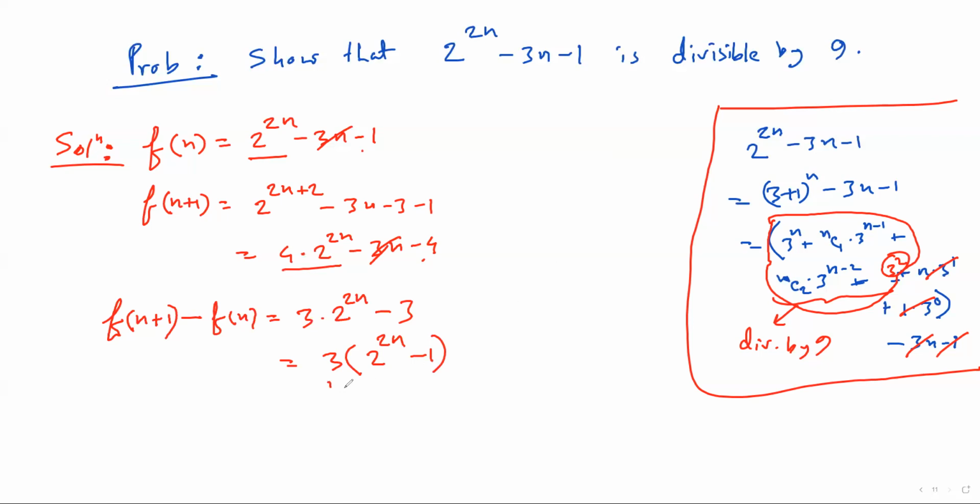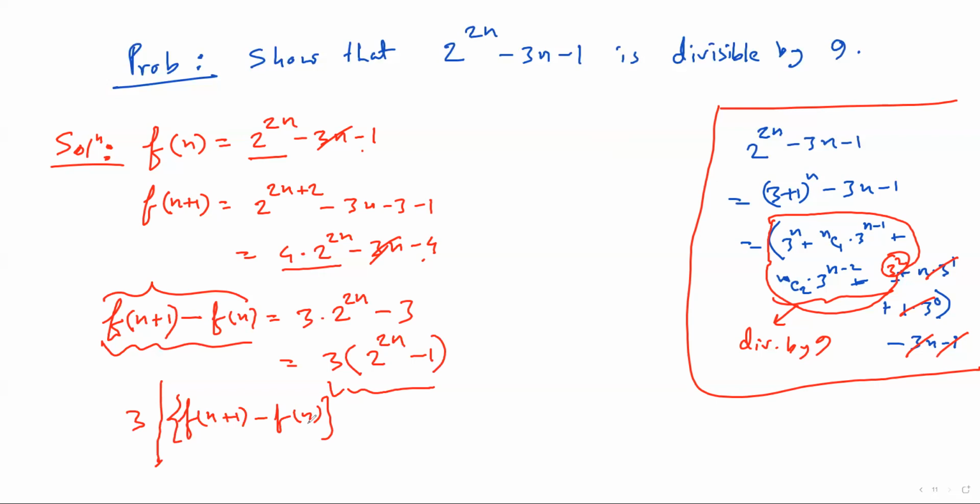Now, the right-hand side is divisible by 3. Then so should be the left-hand side, right? So we are sure that this left-hand side, f(n+1) minus f(n), is divisible by 3. Now you can understand that individually f(n) and f(n+1) may not be divisible by 3, but their subtraction or their difference is divisible by 3. This is the idea we can see here.